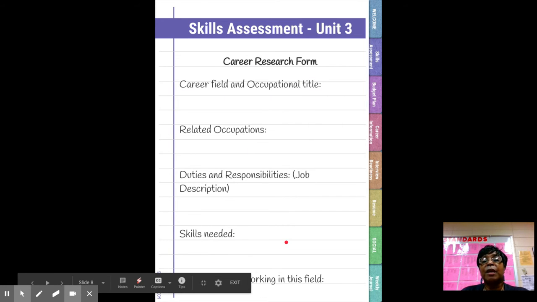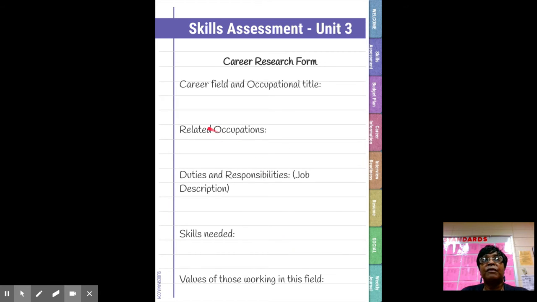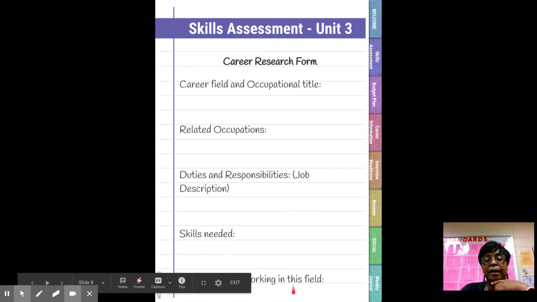For your skill assessment Unit 3, once you have decided what your career or occupation is, the career or field of occupation that you would like to get your degree in, your area of study, make sure that you go through and key that information here. Include related occupations, duties and responsibilities, your job descriptions, the skills that are needed, and also the field that you're going to be working in.